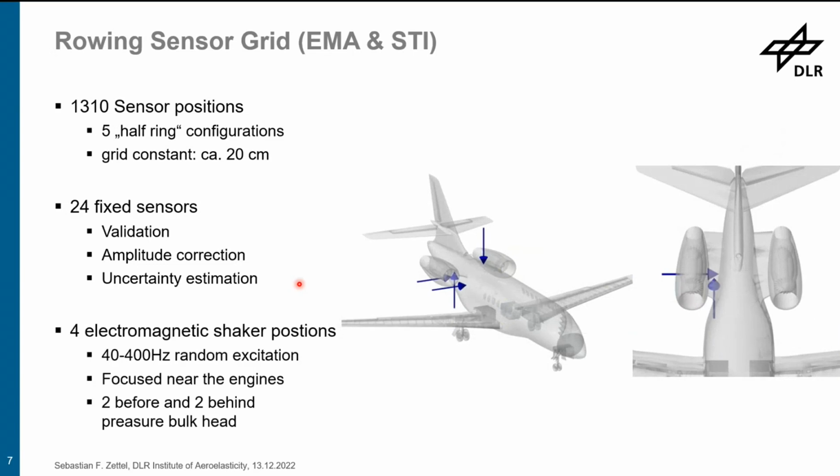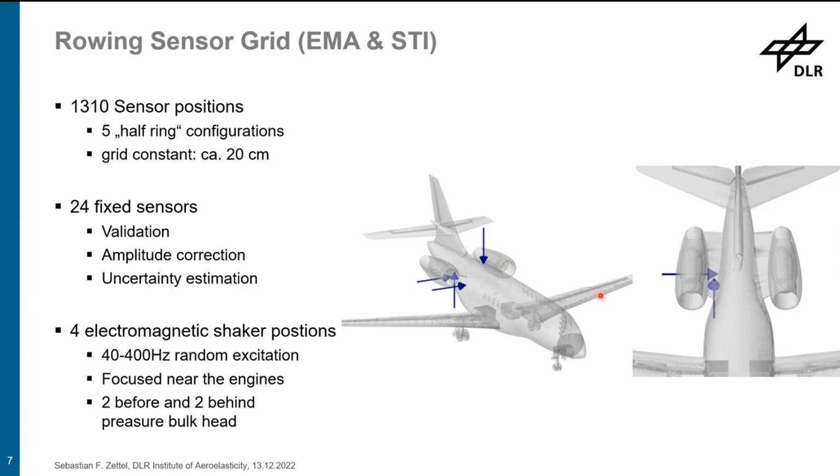Here you can now see the 4 excitation locations we used during the measurement campaign. For every sensor configuration, we excited the structure with a random excitation up to 400 Hertz at these 4 excitation locations. 2 of them are located behind the rear pressure bulkhead and 2 in front of it. The rear pressure bulkhead is the end part of the pressure capsule in an aircraft, which is pressurized during flight, and it is located about in this location in front of the engine attachment to the fuselage.